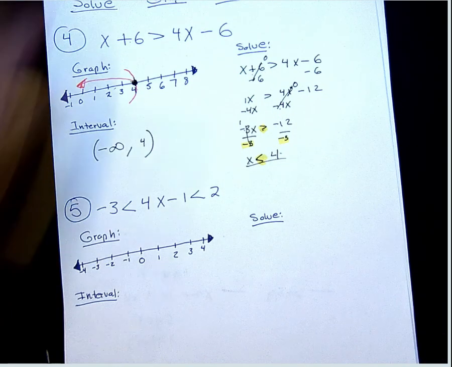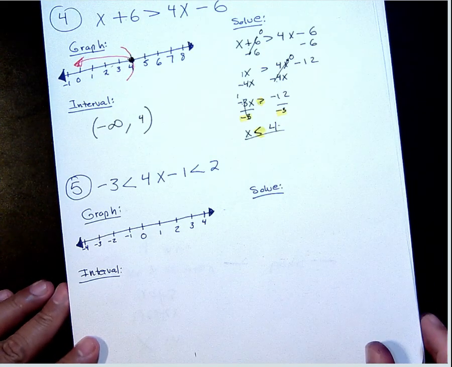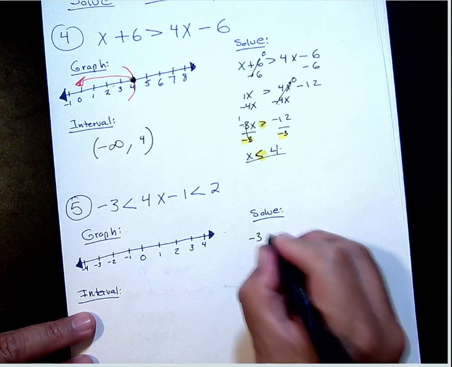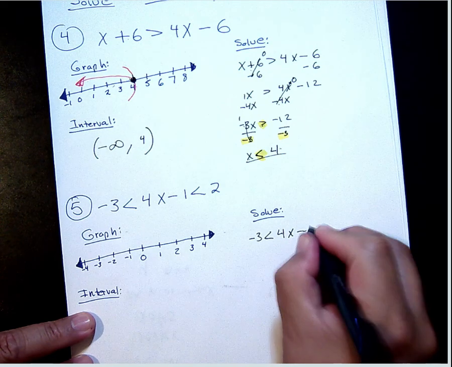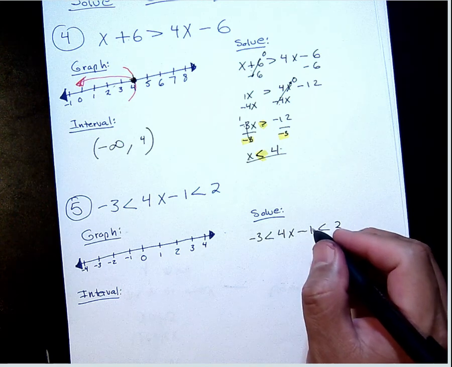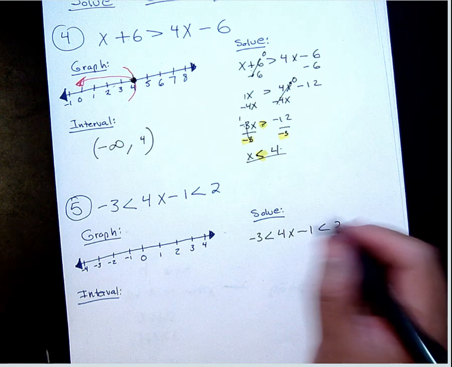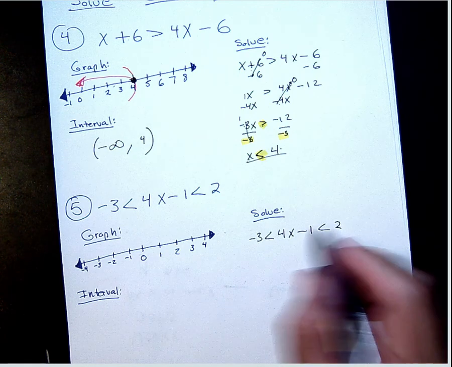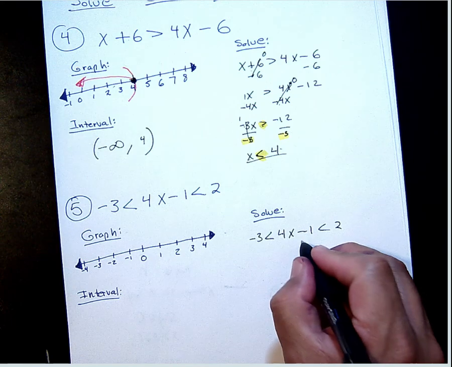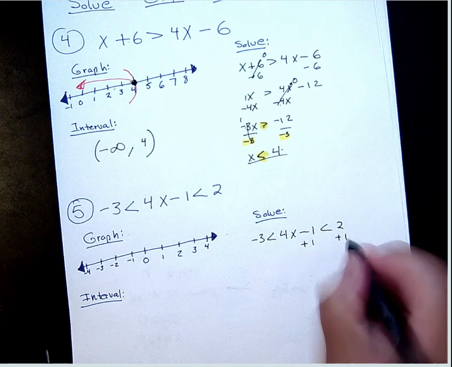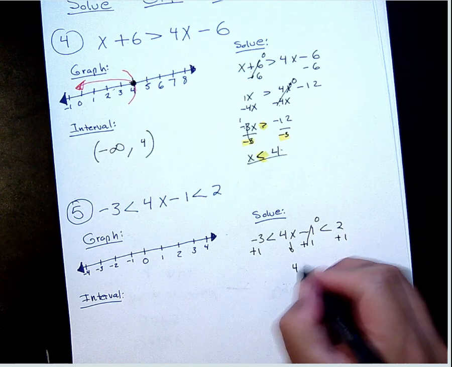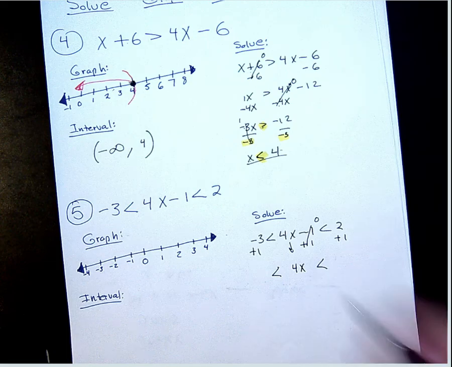Okay, the last one, it's a compound inequality. So you need to solve it also. So compound inequalities, imagine you're solving two equations simultaneously. So we need to solve for these x. So we're going to get rid of that number first. So we're going to do the inverse, add +1 since that's a negative. And that would eliminate that and then carry the 4x and keep the signs.